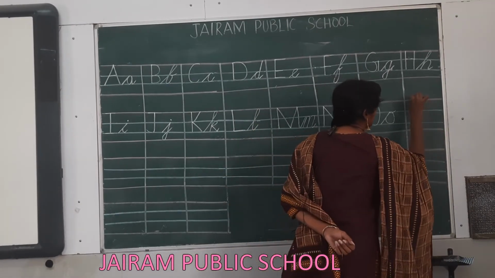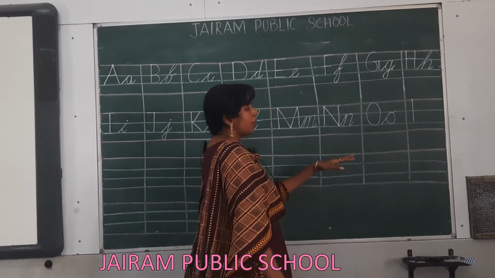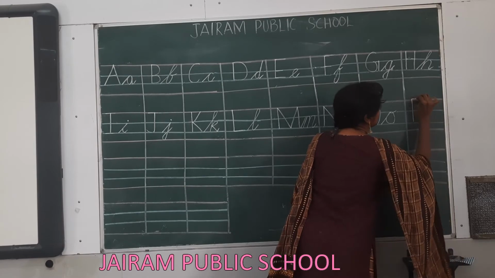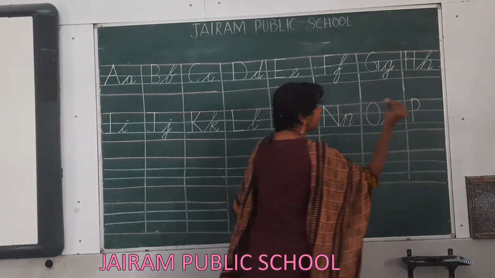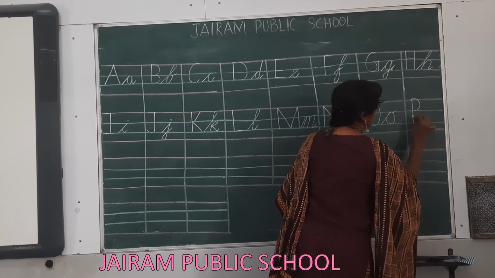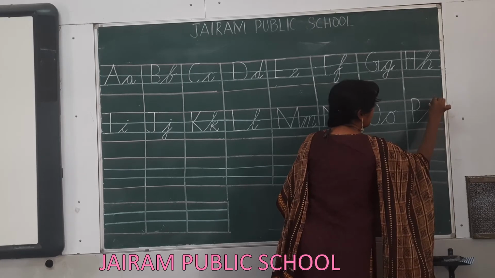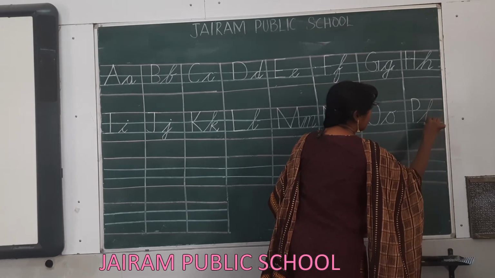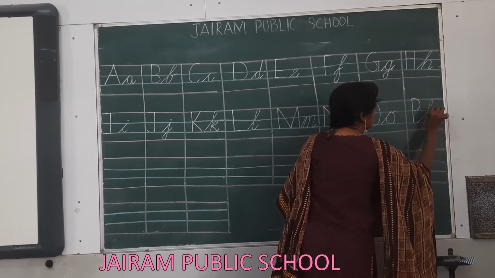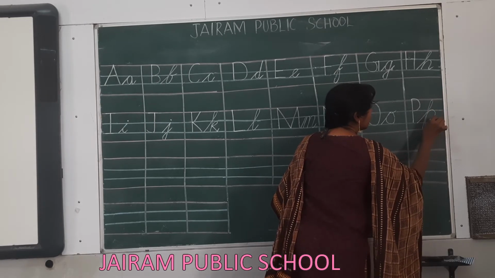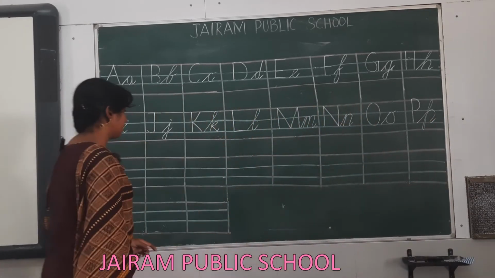How do we write P? Capital P. A straight line from the top line to the base line and close it with a second curve. How do we write cursive lowercase p? Upward forward slant, a loop, anti-clockwise loop and downward backward slant, clockwise loop, over curve with an upward forward slant. Letter P.